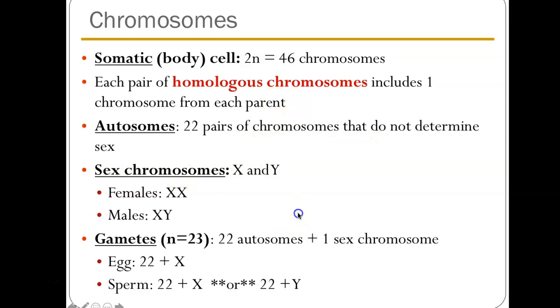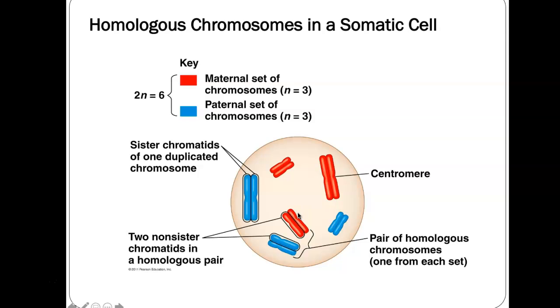So hopefully that made sense. Let me know at the end of the lecture if you're still confused on that. So remember, homologous chromosomes are a chromosome type. It has the one from mom, one from dad.